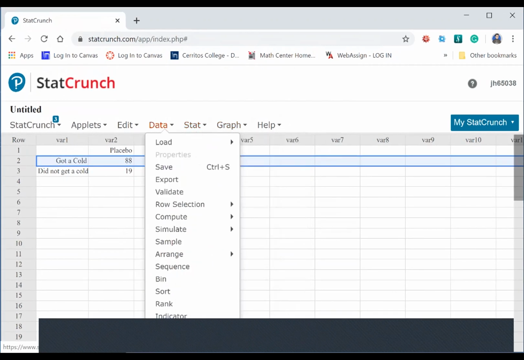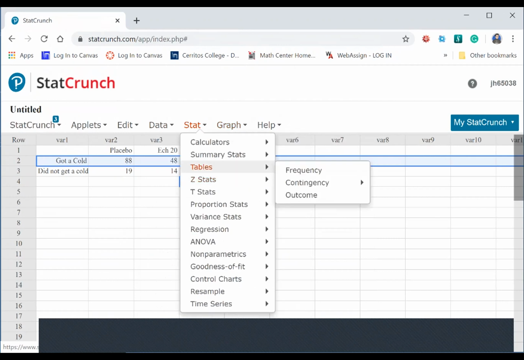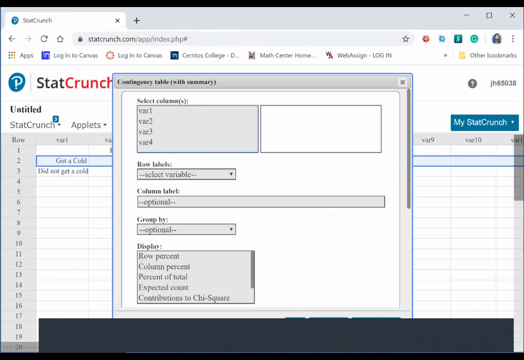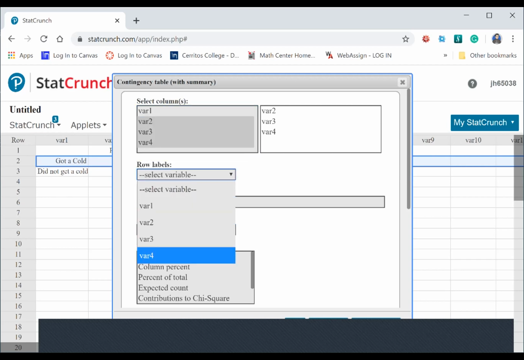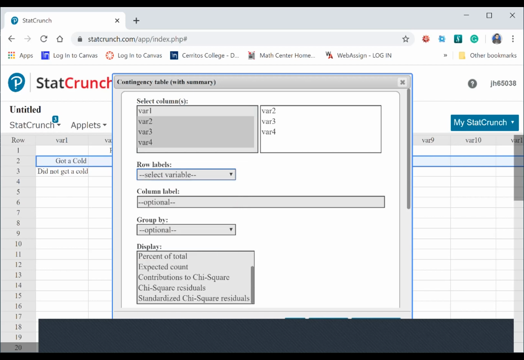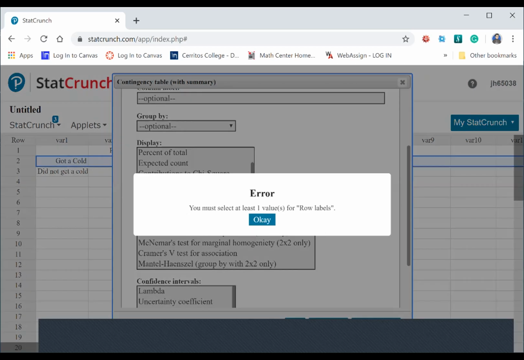Okay, so I already have the counts. I don't just have individual data. I have the counts already. So it would be a table, contingency table with summary. With summary. Okay. Select your columns. Okay. I want var2, var3, var4. Those are my columns. Okay. Row labels. Column labels. Okay, chi-square test. Let me just compute this, see what happens.